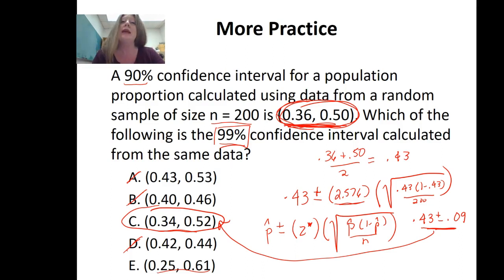So again, I hope that thinking through these particular problems is helping you understand the big ideas with confidence intervals. If not, please let me know. We definitely want to help you reason through this. We know it's challenging material, but we hope that thinking through these problems will help you when it comes to completing upcoming assignments and assessments.